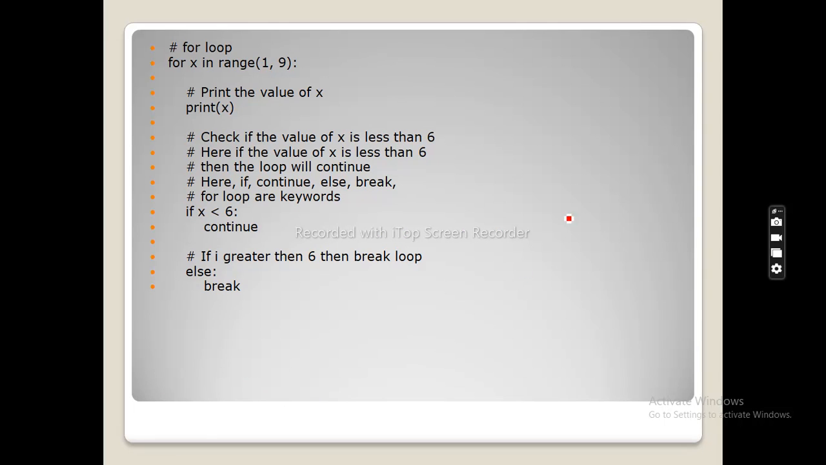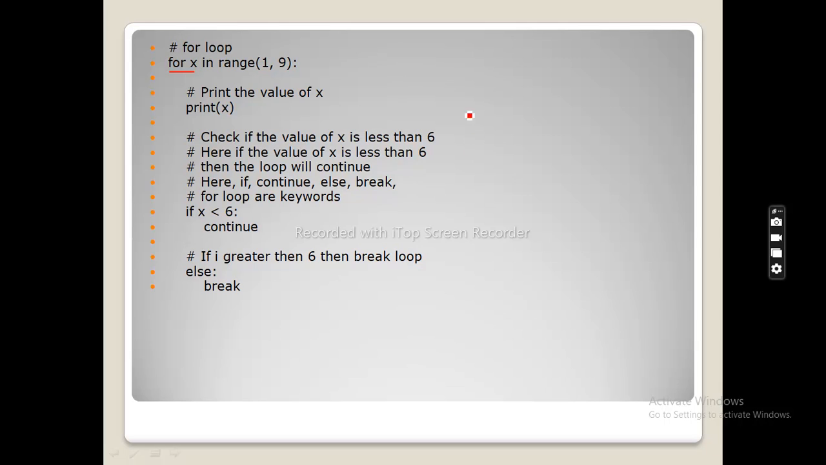Now this is a chunk of programming. We are using a for loop: for x in range, we provide the range like this. This is different from Java. We have to write range from 1 to 9 and print the value of x. So for 1 it will print x, for 2 it will print x, for 3 it will print x. But let us check if the value of x is less than 6. If the value of x is less than 6, then the loop will continue. If, continue, else, break, for are keywords.